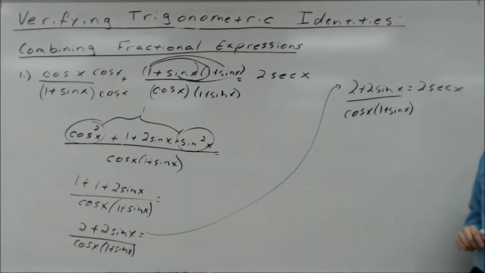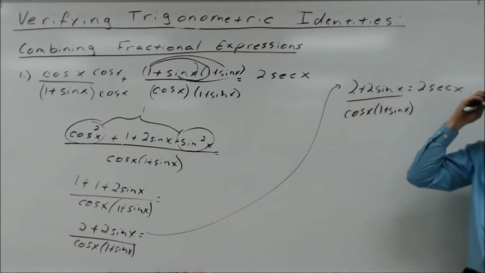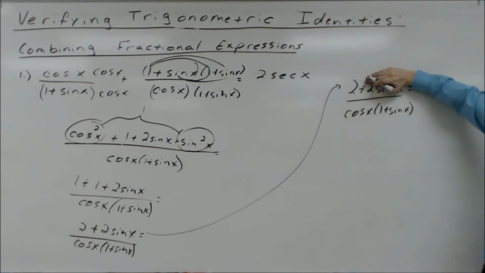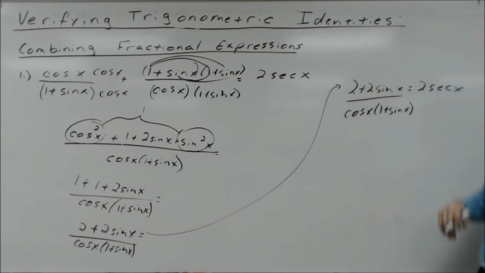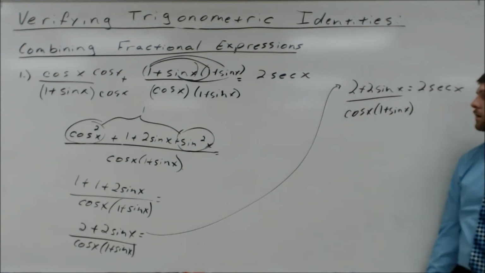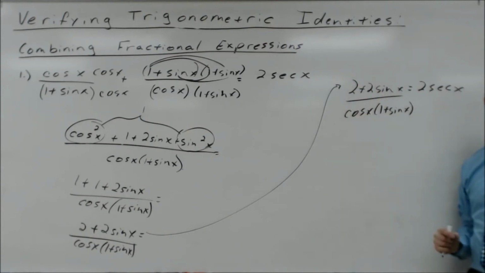Now I just need a single 2. I don't need a 2 plus 2. So I've either got to get plus 2 sine of x to completely cancel out, which we know can only happen if I subtract 2 sine of x. That's not likely to happen. Or if I can take these two 2's and combine them into one 2.